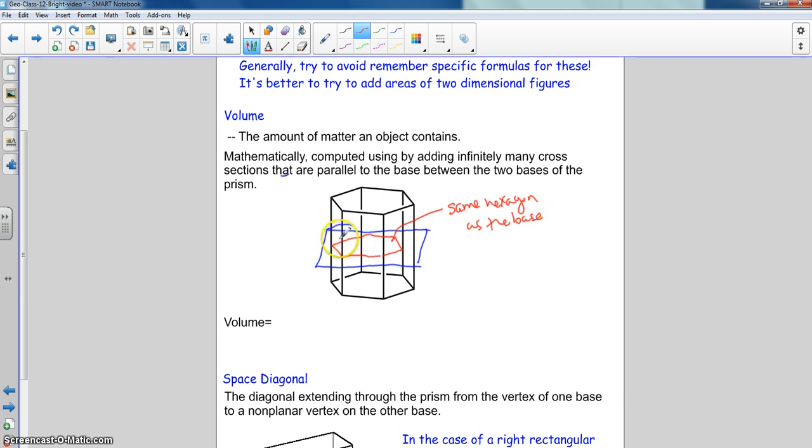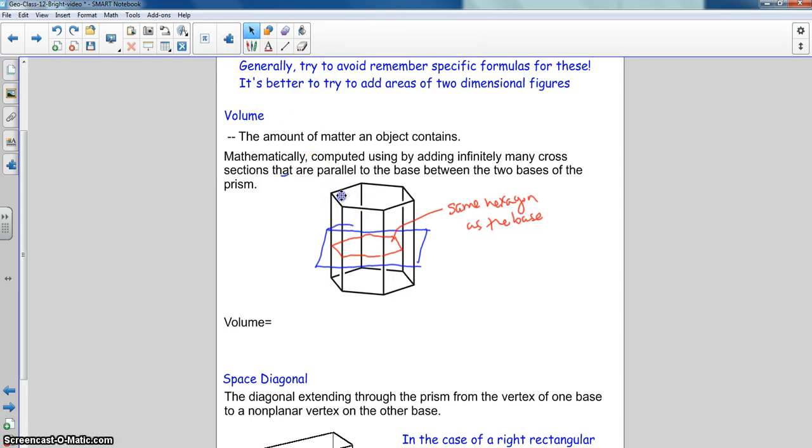So what I would need to do is compute the area of this hexagon. And then I'm going to move the plane a little bit, and move it through the prism, up and down, from the bottom of this prism to the top of the prism. Each time I move it a little bit, I compute that area, move it a little bit, compute that area, and I would add up all those areas, and that actually gives me the volume.